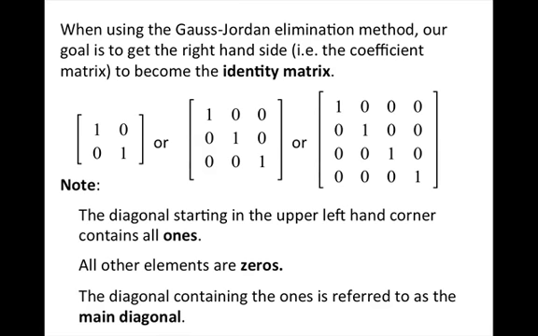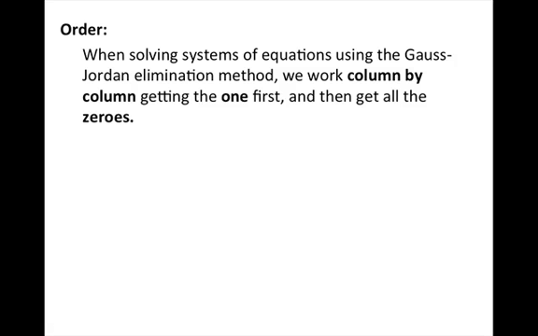Well, when we're using the Gauss-Jordan elimination to solve, there's an order that we want to go in. We're going to work column by column. You get the 1 first and then get all the zeros. You need to follow this order. Otherwise, if you put a 0 or a 1 in place, but it's not in the correct order, you may end up having to redo that step later in the problem.